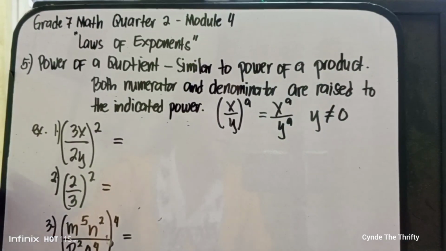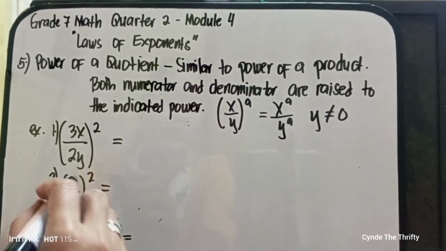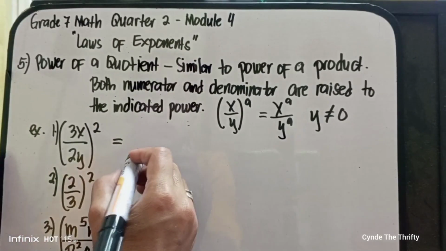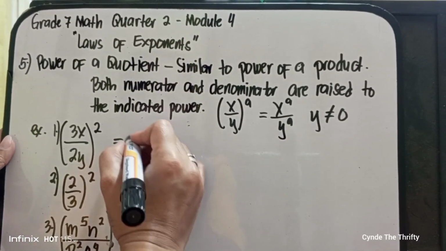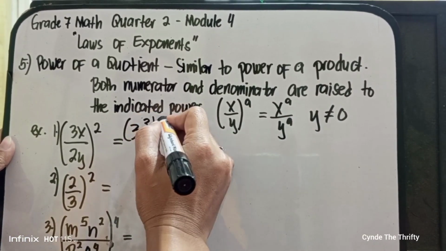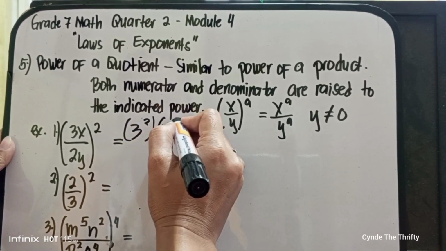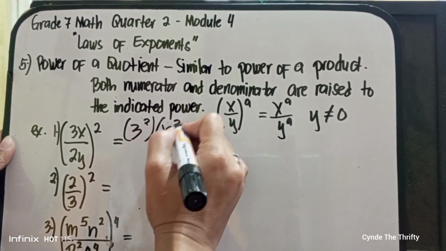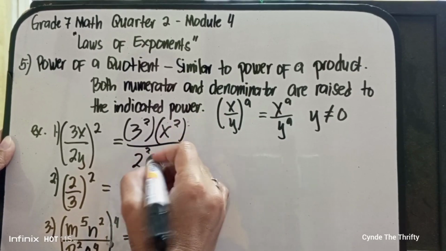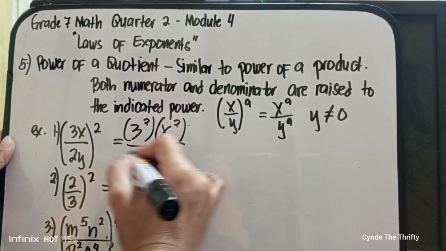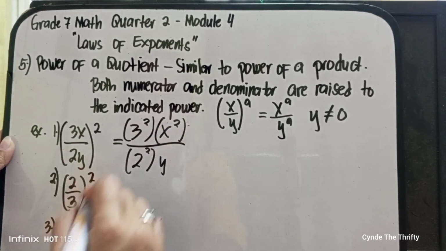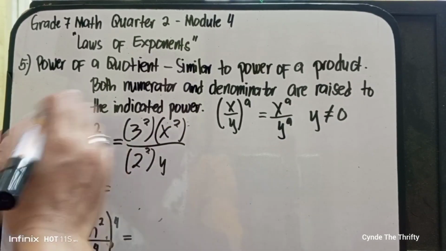So, for example, number 1. We have here 3x divided by 2y, squared. So, ang gagawin natin is 3 squared and x squared, and then sa baba is 2 squared. So, para siyang distributive property of multiplication. So, i-distribute mo ang iyong power sa lahat ng factor na nasa loob ng division.